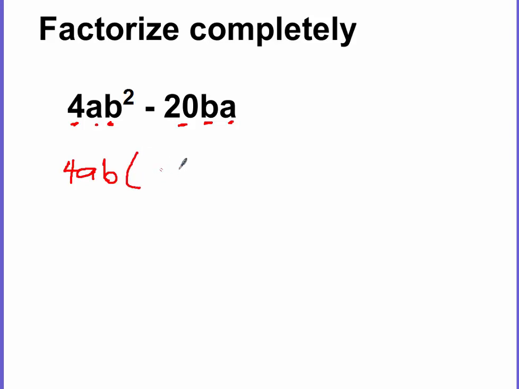Good. So our bracket. Now the 4 is out, a is out, b, instead of 2, 1 is out. So you have 1 minus, which other factor times 4 is giving us 20, that is 5. Good. There is no other factor left. So that is our answer to that question.